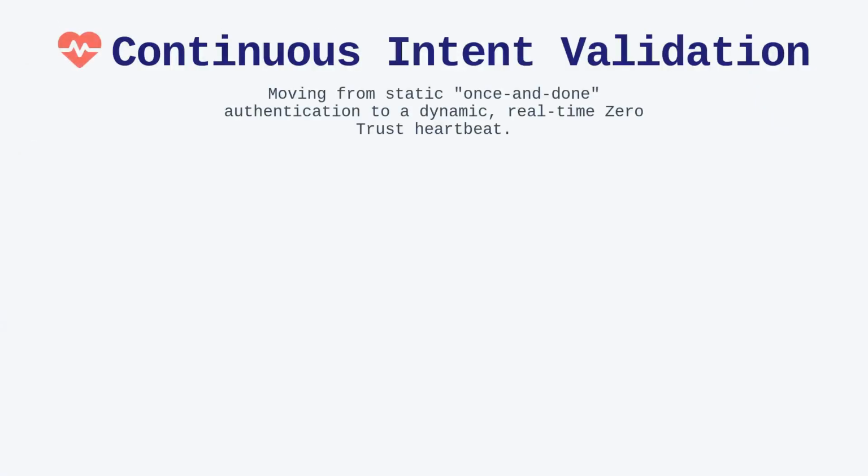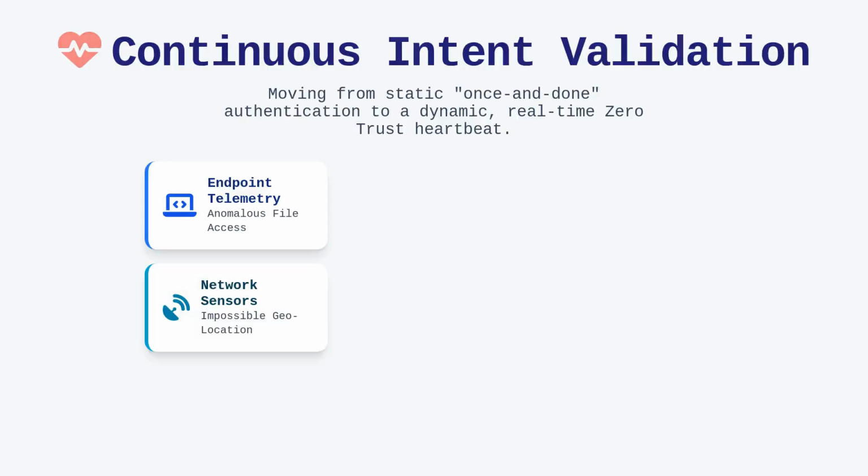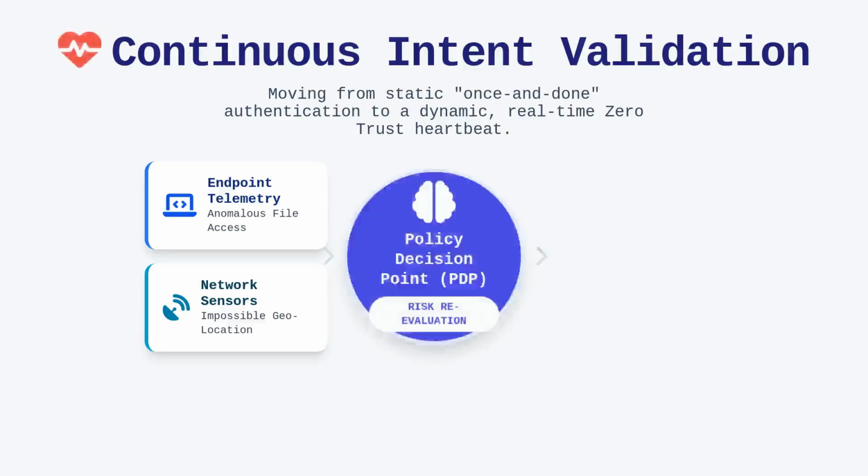Continuous monitoring and validation of user intent form the heartbeat of a mature zero-trust deployment. We cannot assume that because a user was authorized at the start of a session, they remain authorized throughout its entire duration. A user's intent might manifest through anomalous file access patterns or connection attempts from a geographically impossible location after a successful login. By consuming telemetry from endpoint detection systems and network sensors, the system can continuously reevaluate the risk score associated with a session.